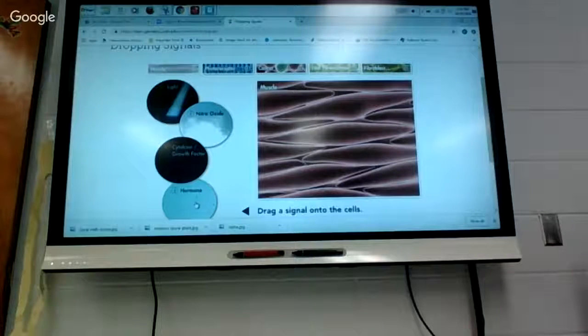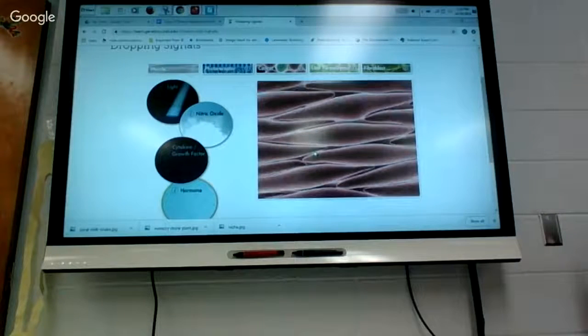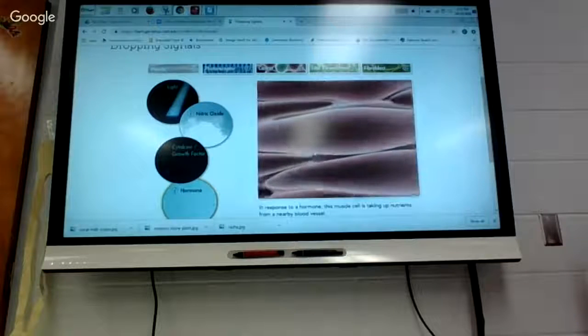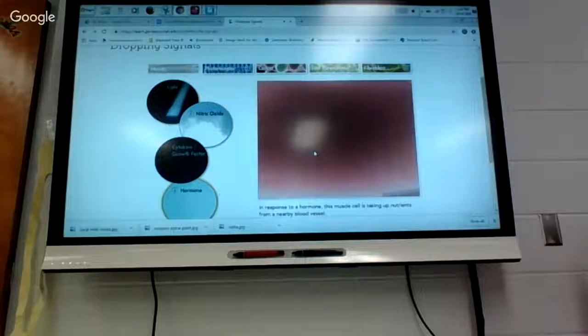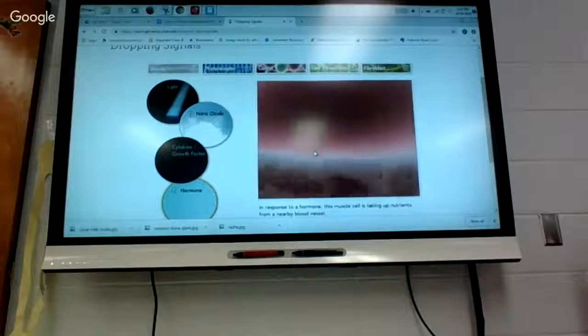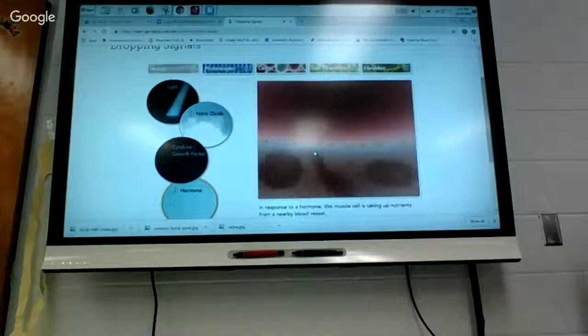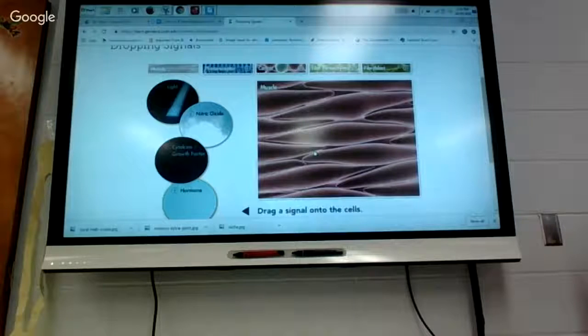And then the last one, so it just says generic hormone. I think it's, let me see. In response to a hormone, this muscle cell is taking up nutrients from a nearby blood vessel. It's insulin. That's what it is. So it's going to help it to end. Yep. So, takes nutrients? Mm-hmm. Don't go too big. Nutrients.